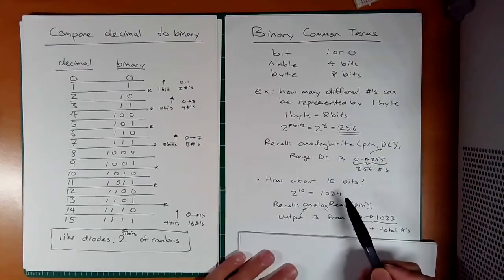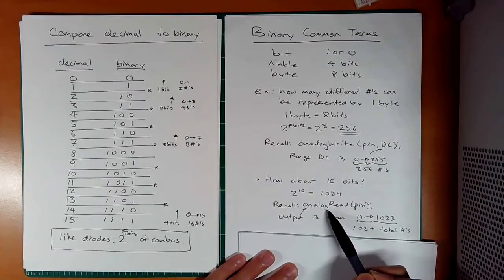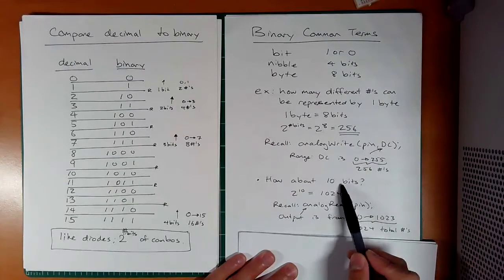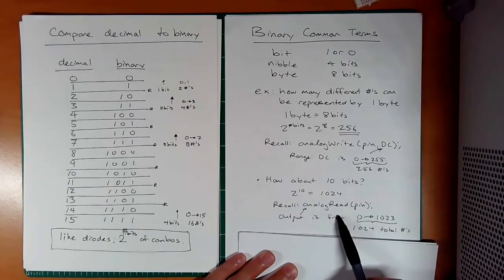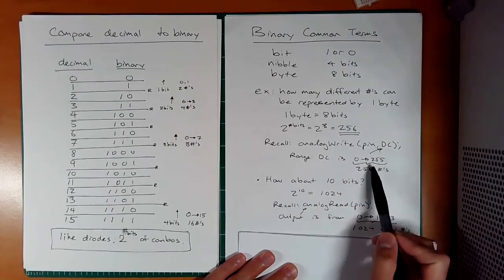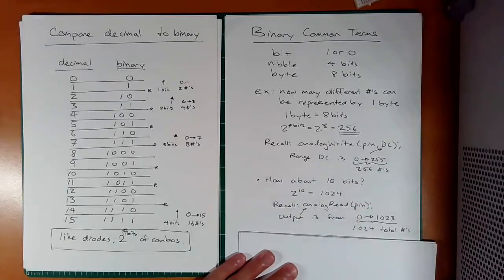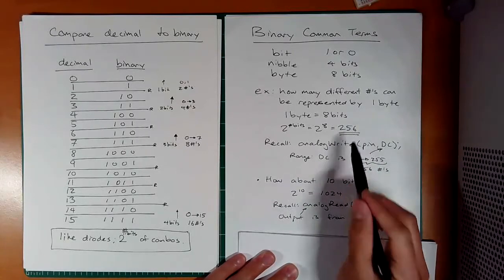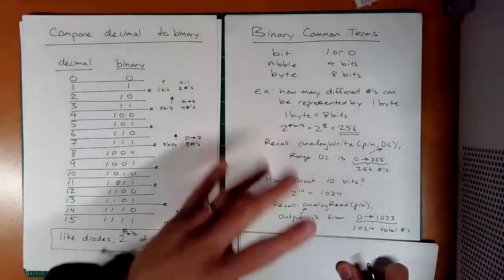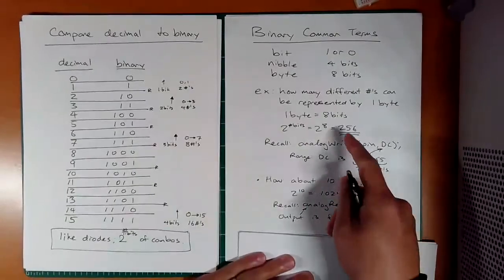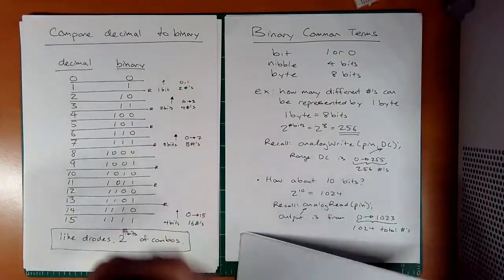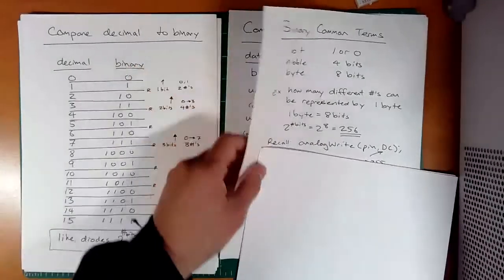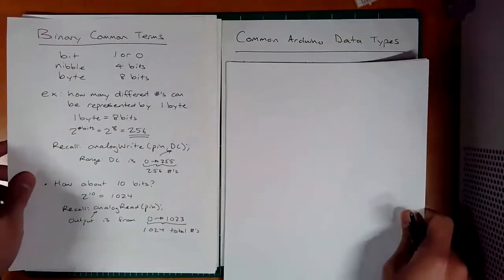So you can see that the analog to digital converter is a 10-bit version for our analog read, and our digital to analog converter for analog write is an 8-bit. Okay, so if you see the number 255 or 256, it should be screaming out, oh, that's 8-bit. So these numbers aren't as arbitrary anymore. Okay, so let's look at some common data types that we've used.